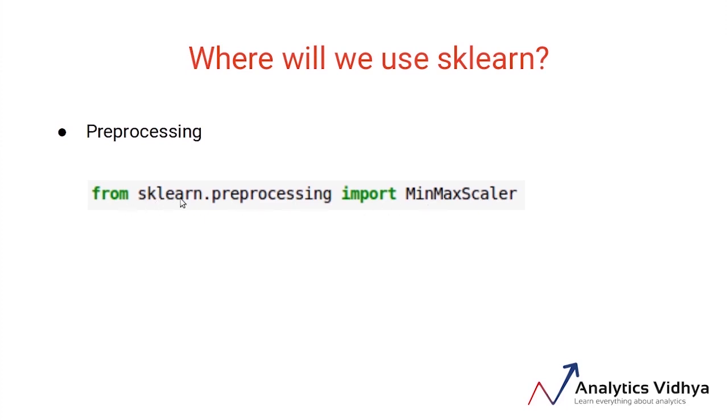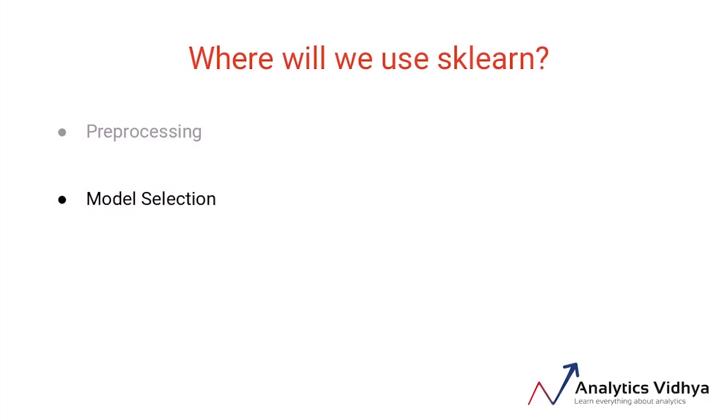We use from sklearn, which is the library, dot the module name, which is, for instance, here pre-processing, and we import the required class, which is MinMaxScaler here. Now, to give a brief overview, MinMaxScaler is used to scale your data and bring down all the values between 0 and 1.